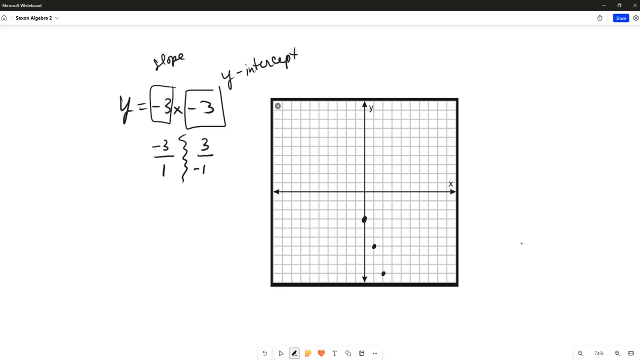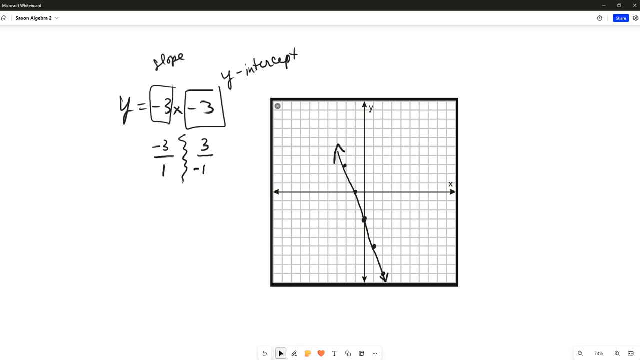Now I'm going to use my other slope. I'm going to use positive 3, negative 1. Up 3, over 1. Up 3, over 1. And you see how all of those points are on the same line.